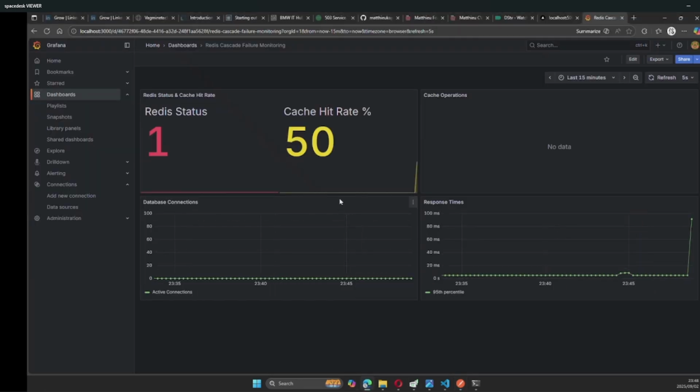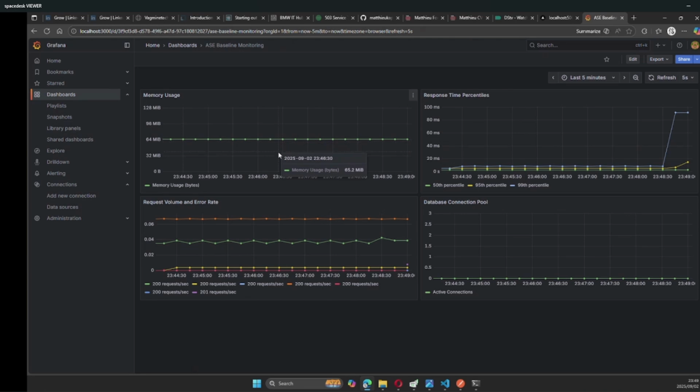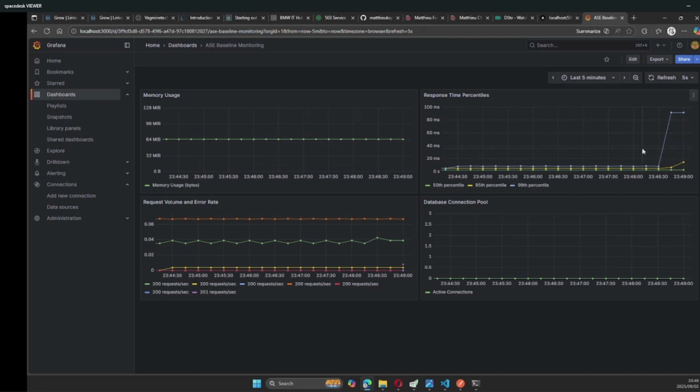Alright, going back, we can see here the 50% cache hit rate established. Half of our requests use cache data, half hit the database directly. And remember, this is baseline. It's about to disappear completely. And with the other one here, we can see the response time increased because we created the baseline patterns.